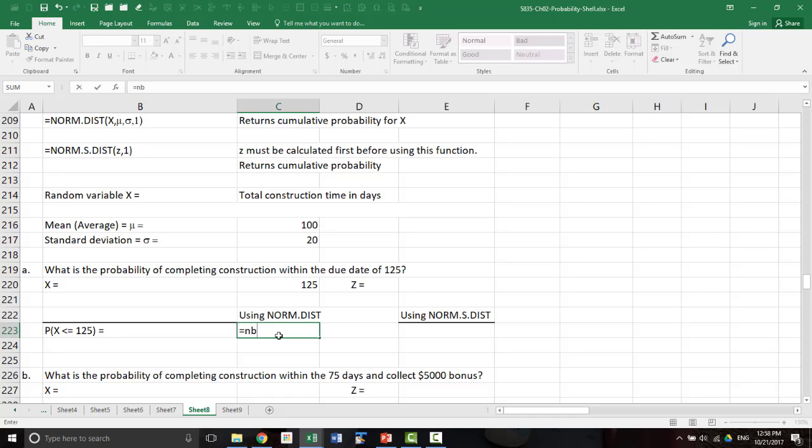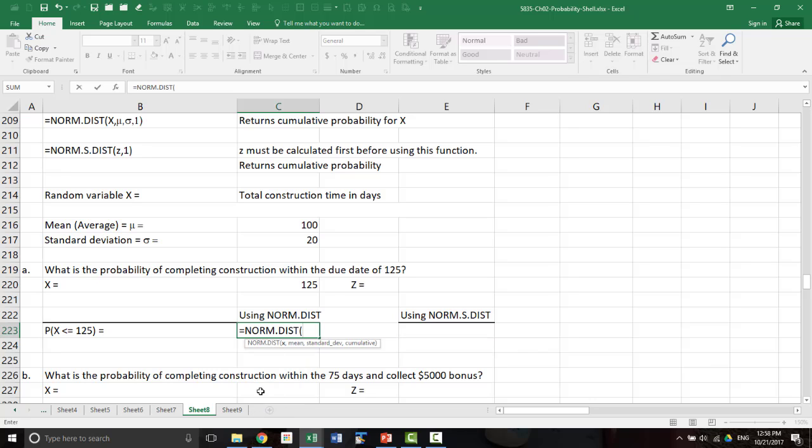norm. Okay, and you'll see that there are four. These are the four current functions and the corresponding four legacy functions. Don't use the legacy functions.